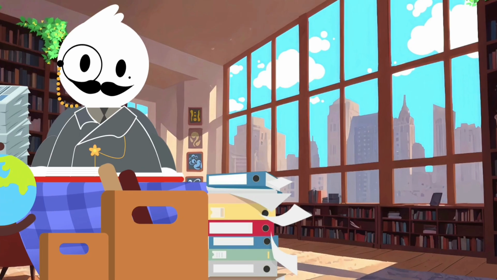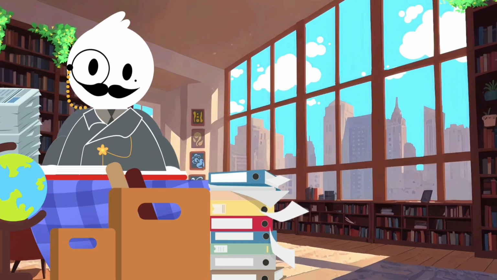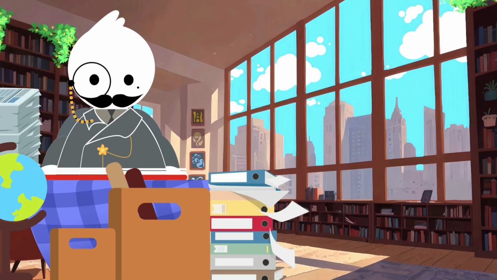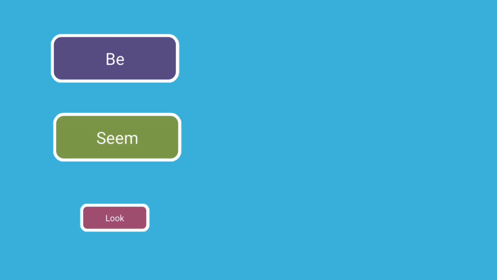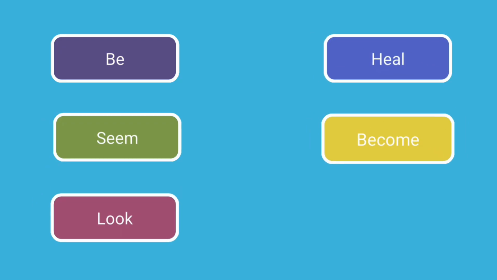But adjectives do not always appear directly before nouns. They can also appear after linking verbs, such as be, seem, look, feel, and become.